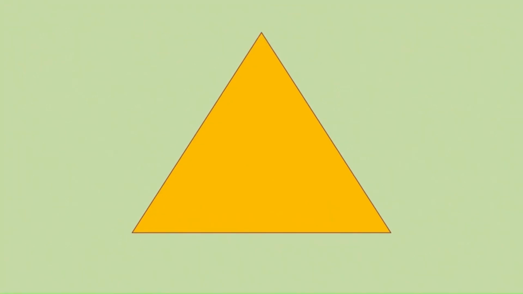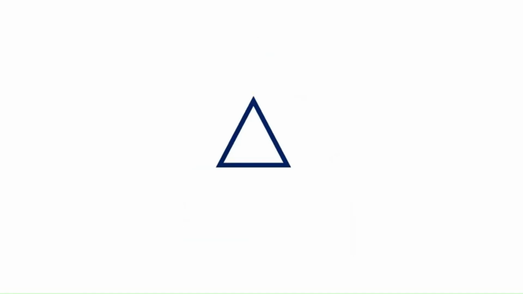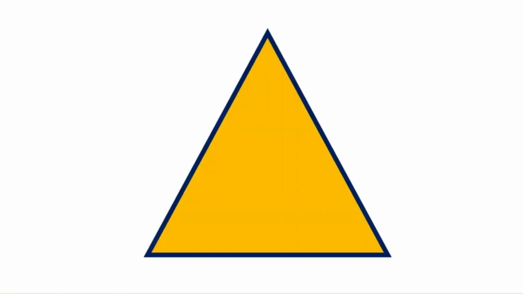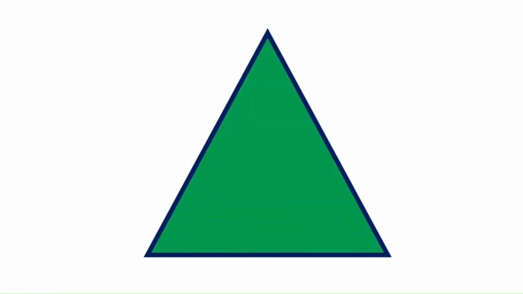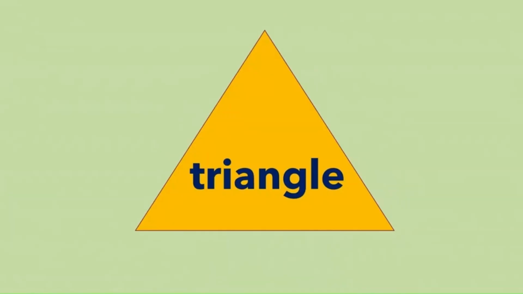The shape of the week is the triangle. A triangle has 3 sides. Let's count them. 1, 2, 3. Big triangle, small triangle. Red triangle, orange triangle. Yellow triangle, green triangle. Blue triangle, purple triangle. This slice of pizza is shaped like a triangle. The triangle.